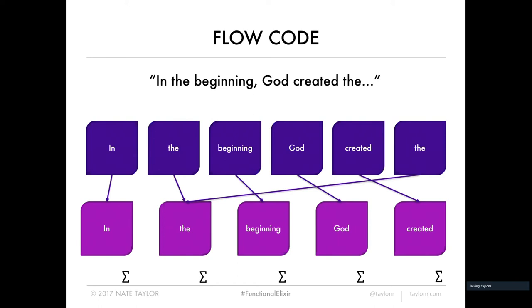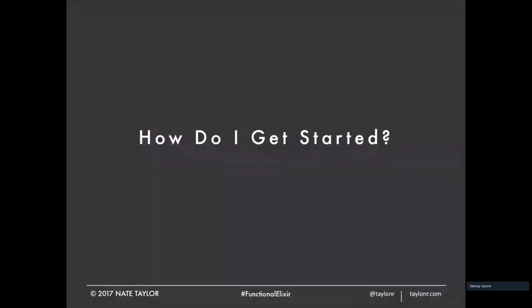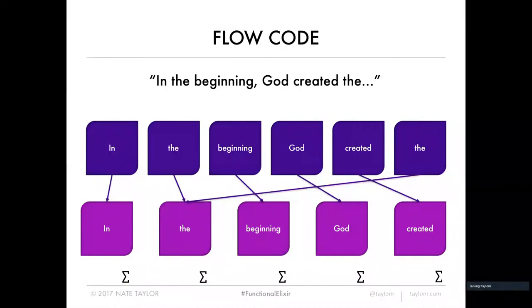Process one conceivably could have in, the, and beginning, because there are thousands of words in this text, or maybe even tens of thousands of words in the text, and it didn't spin up tens of thousands of processes. But it's a good theoretical way to think about it, to try and wrap your mind around it. And so what it ends up doing is it can send in to, let's say, CPU core one, and it can send the to CPU core two, and on all the way through.